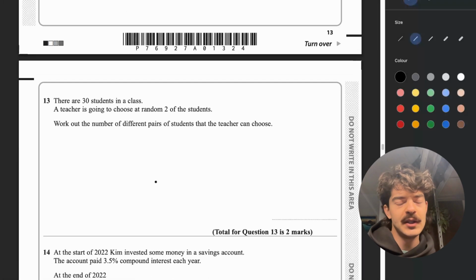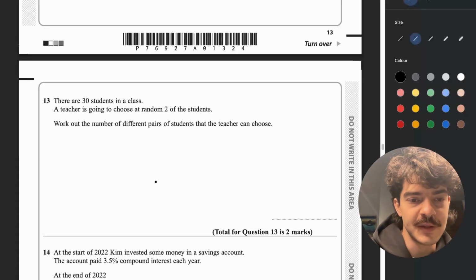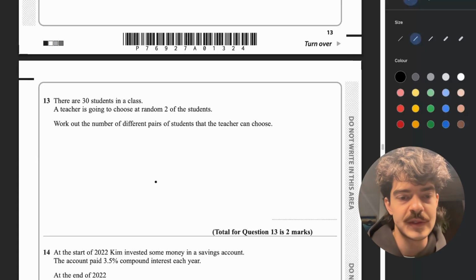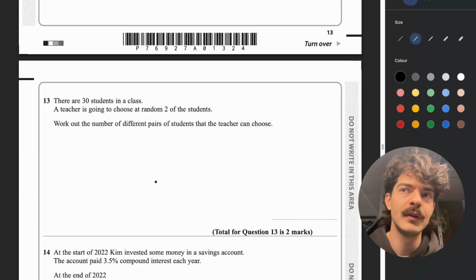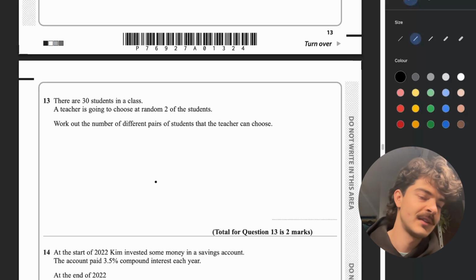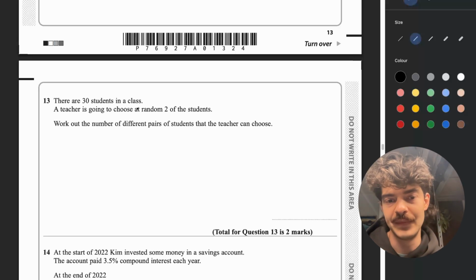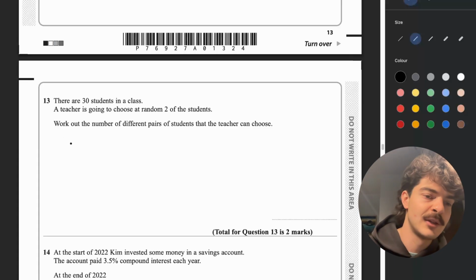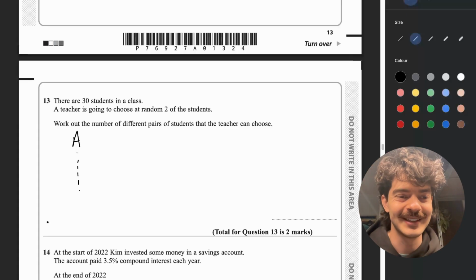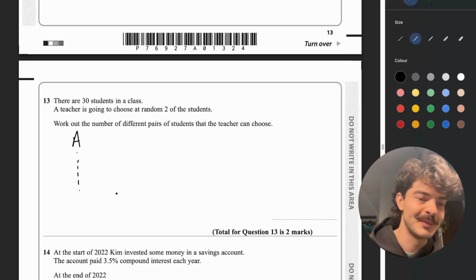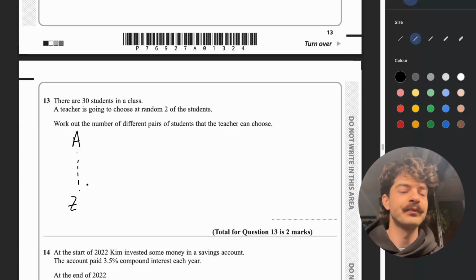There are 30 students in a class. A teacher is going to choose at random 2 of the students. Work out the number of different pairs of students that the teacher can choose. Okay, so there are 30 students. And if you were each of those students, let's name them. So if you were student A, and this goes all the way through to, I don't know, there's only 26 letters in the alphabet, isn't there? So maybe we've got some Greek letters at the bottom, but let's say Z.